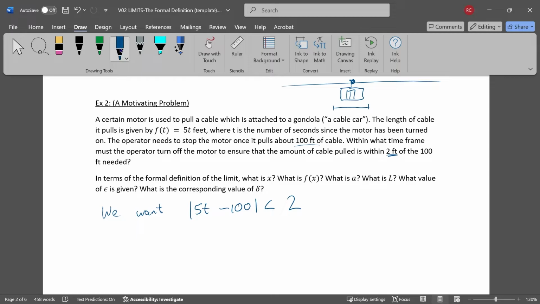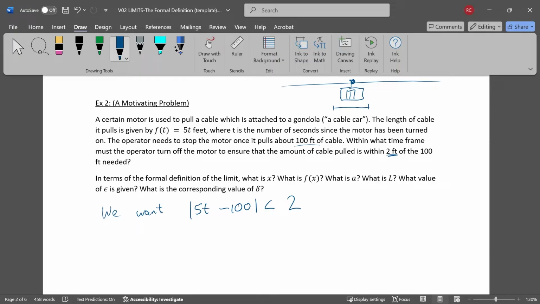Now we want to try to figure out what time frame the operator would need to turn off the motor to get to that particular range. So now let's keep in mind, what is our ideal, right? What is the ideal moment that the cable car operator will stop the car?